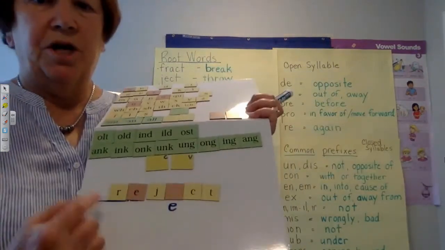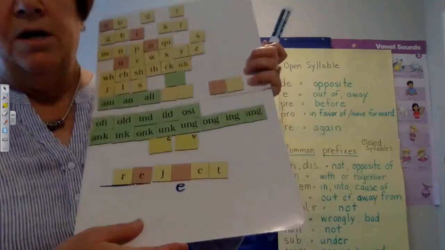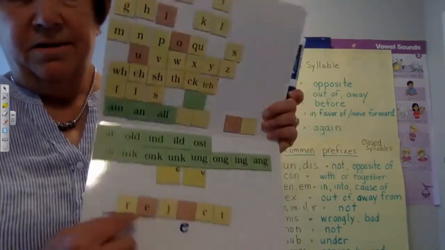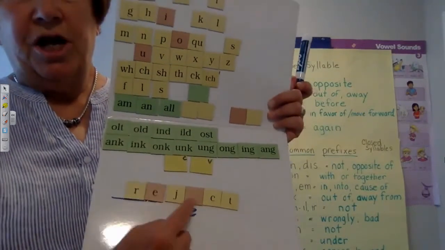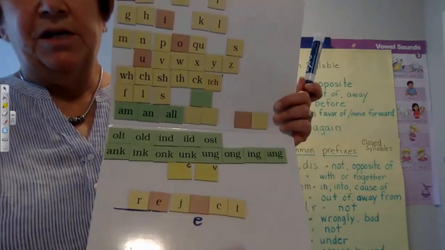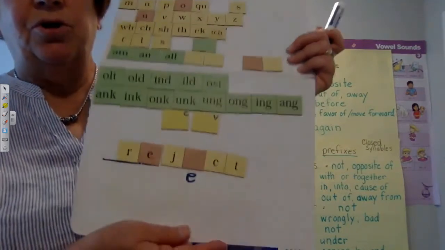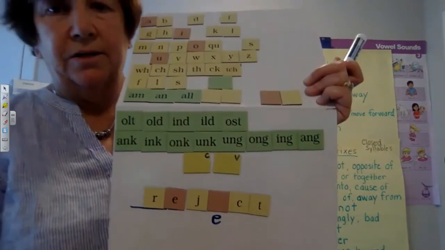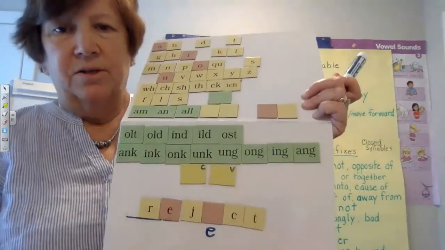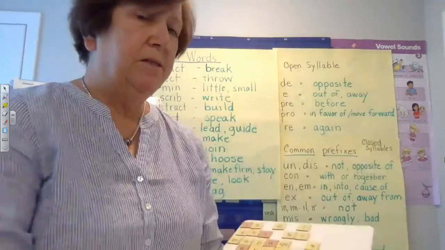All right, let's check. Re, R-E, ject, J-E-C-T. I just wrote the E underneath there just to make sure you know what that is. Reject. Good. What do you think reject means?